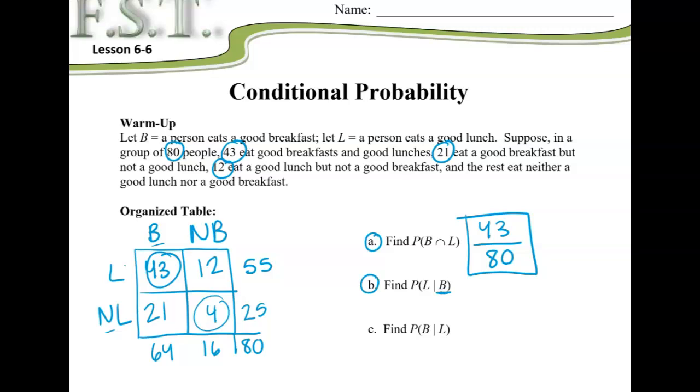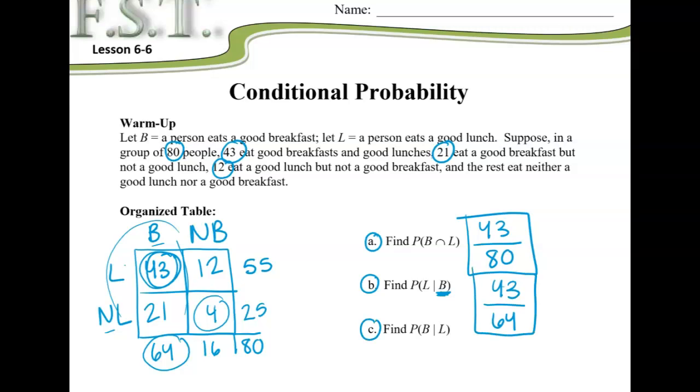Probability of L given B, so that given piece is our denominator. So how many people had a good breakfast? 64. Out of those people, how many had a good lunch? 43, because we're looking at only this column now. So 43 out of 64.